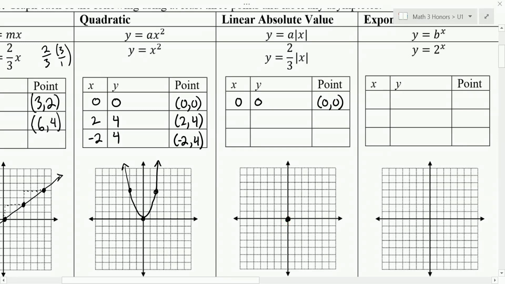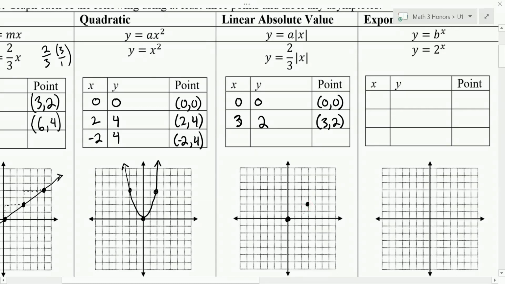And what else could we plug? We want to kind of avoid fractions when we're graphing on these lattice points. So plug in a 3 because we're dividing by 3. And what do we get? Okay. And so I'm going to plot these points. So we got 0, 0. We got 3, 2.